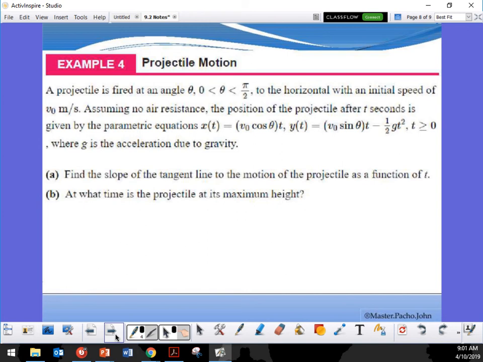Find the slope of the tangent line to the motion of the projectile as a function of t.